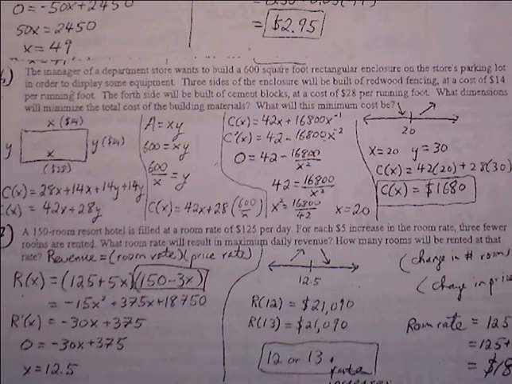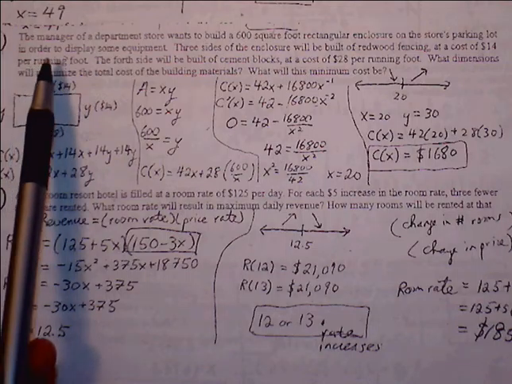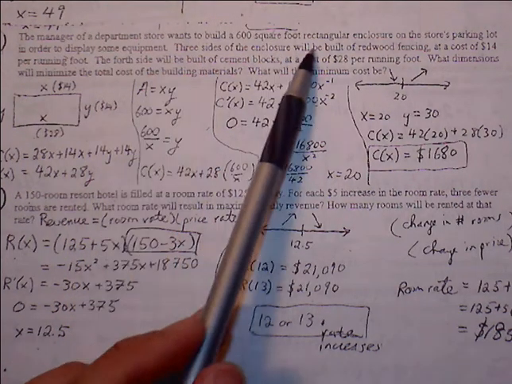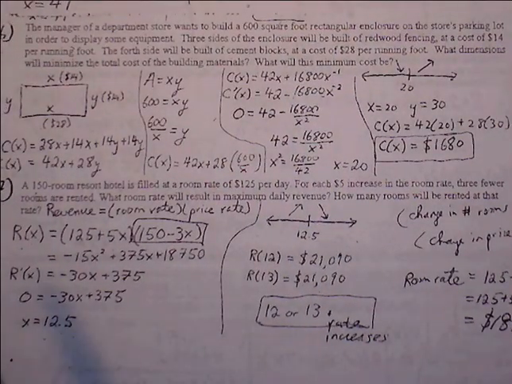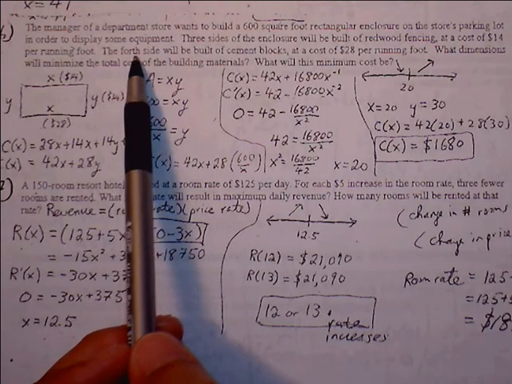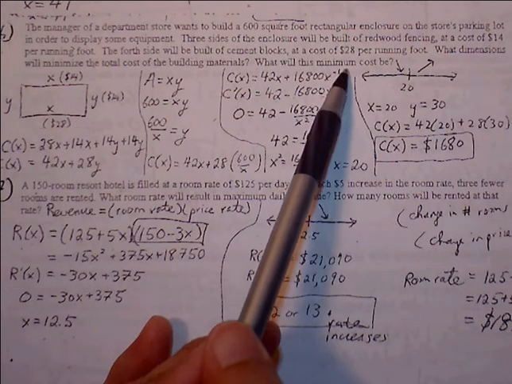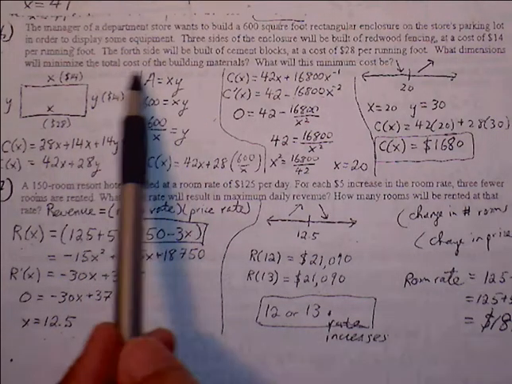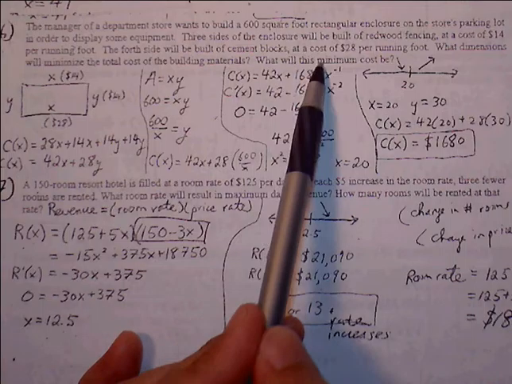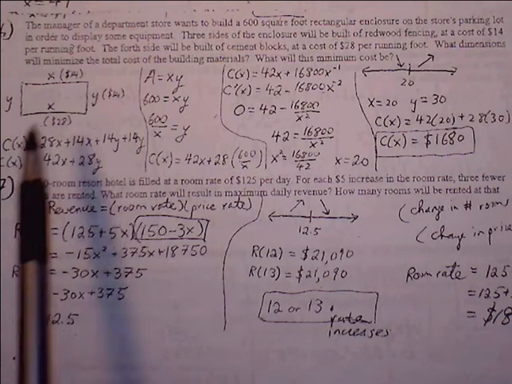All right, number 6. The manager of a department store wants to build a 600-square-foot rectangular enclosure on the store's parking lot in order to display some equipment. Three sides of the enclosure will be built of redwood fencing at a cost of $14 per running foot. The fourth side, again, that's misspelled here, F-O-U-R-T-H, will be built of cement blocks at a cost of $28 per running foot. What dimensions will minimize the total cost? So we're trying to minimize the total cost, find the minimum cost, and also find the dimensions of this enclosure.